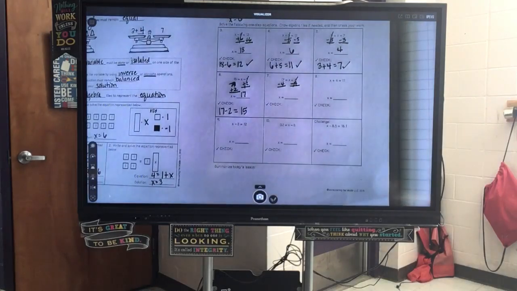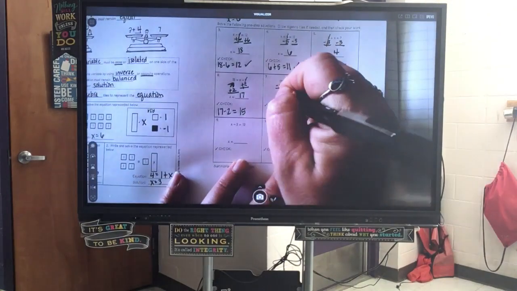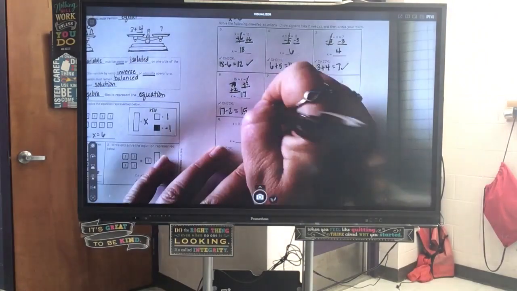What is 17 minus 4? Ronnie? 13. Alright, what do I do to check? Susie. Kashada. 13 plus 4 equals 17.